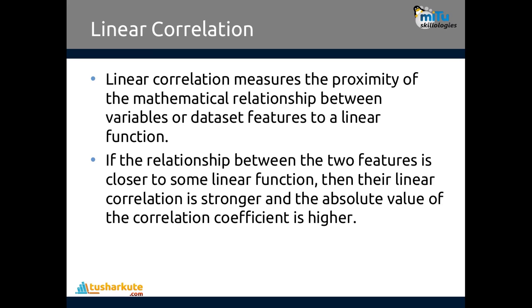Okay, so let's come to the most important topic, which we call linear correlation. The linear correlation measures the proximity of the mathematical relationship between variables or data set features to linear functions. So they are connected to each other with the help of linear functions. If the relationship between two features is closer to some linear function, then their linear correlation is stronger, and the absolute value of the correlation coefficient will be higher.